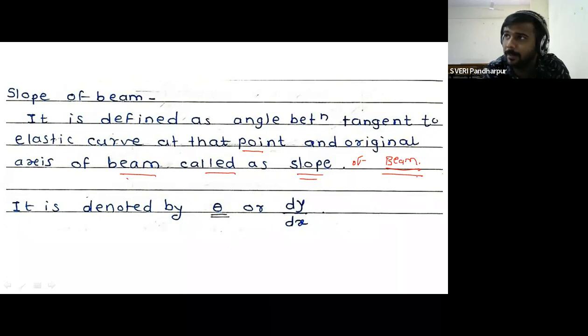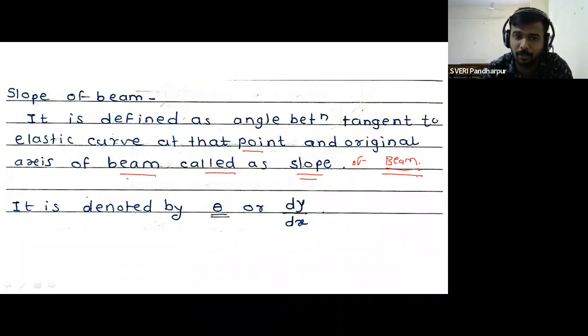So degree to radian, multiply by pi by 180, and radian to degree, multiply by 180 by pi. So this is another definition, that is slope. It is the angle between the line tangent to the elastic curve and the original axis of the beam, that is called the slope. It is indicated by theta and measured in radian or degree. So take these definitions also in your notebook.